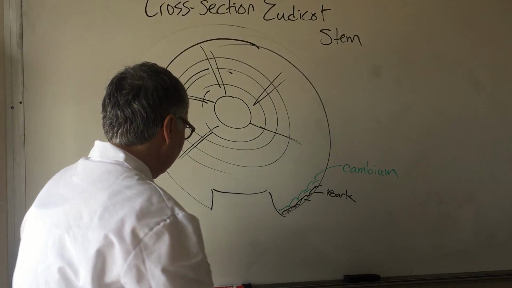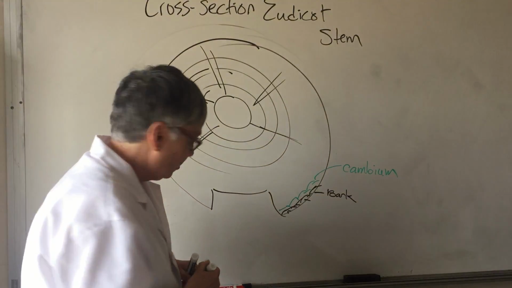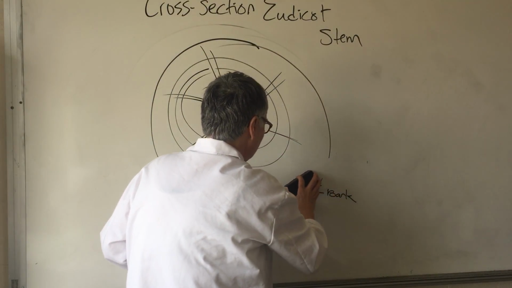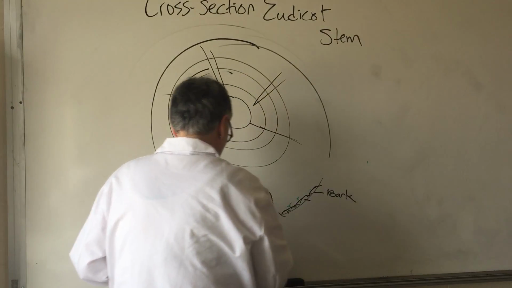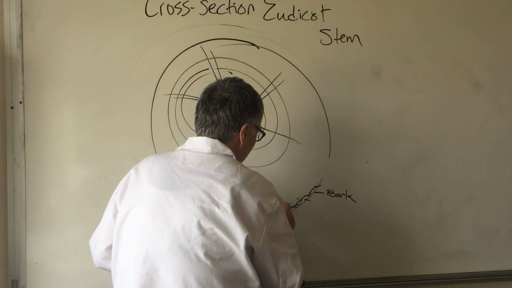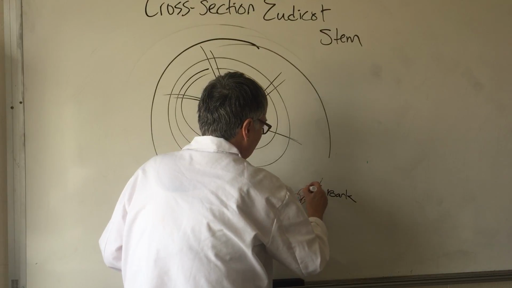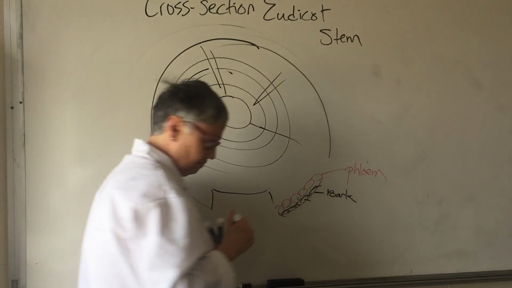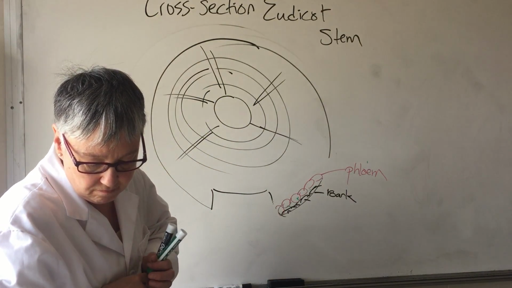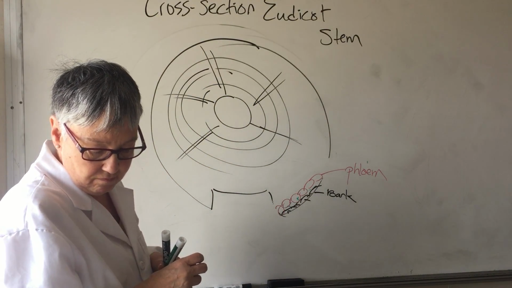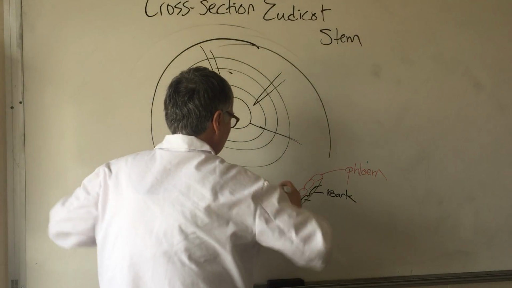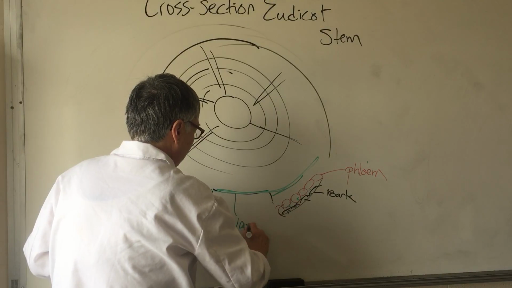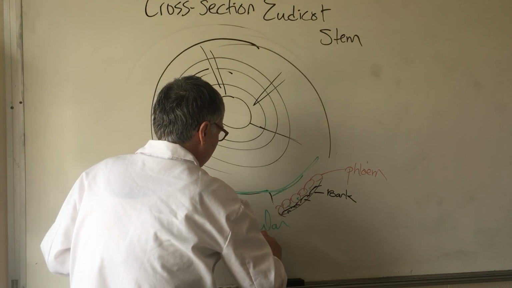Oh, actually, no, I'm sorry, I missed. Gotta put another layer in here first. We're going to put phloem. And then, right in here is cambium tissue.